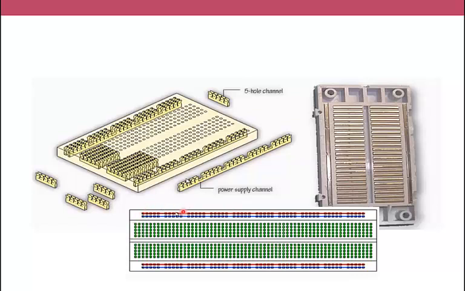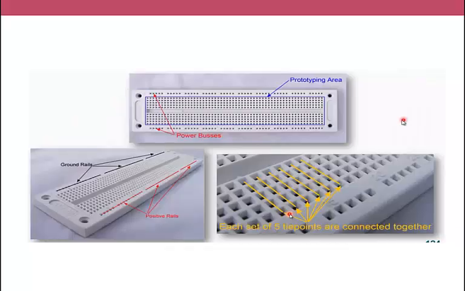The same applies here for the red line. All this line is connected together. For the second, blue line, all this line is connected together. This is another image for clear illustration. Here we have 5 holes. These 5 are connected together. The second 5 are connected together, but the first 5 and the second 5 are not connected together.